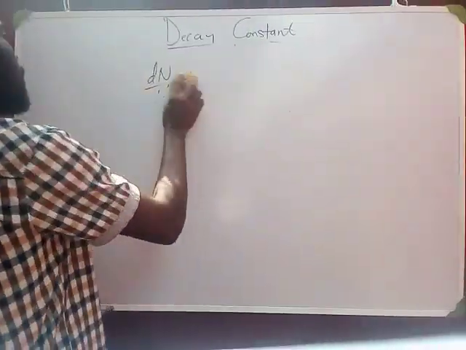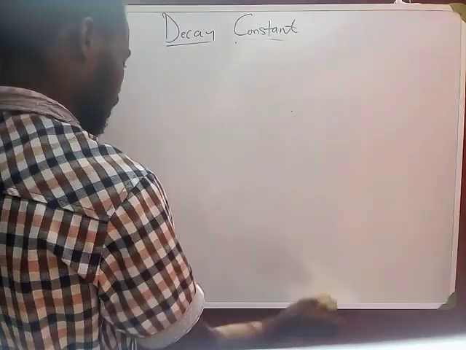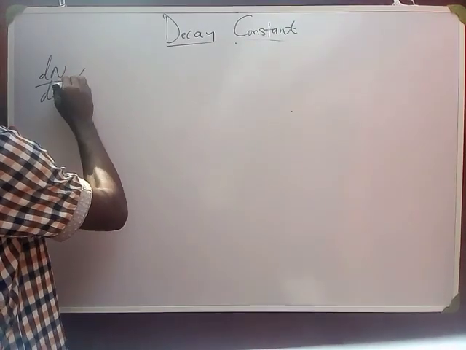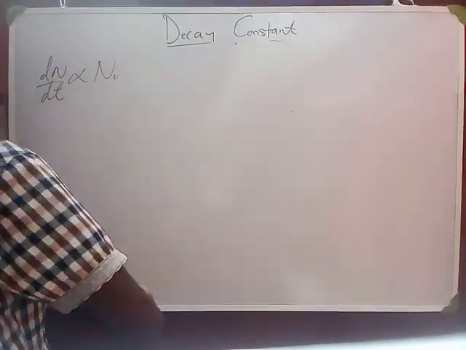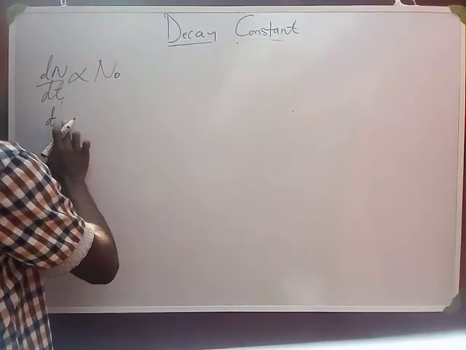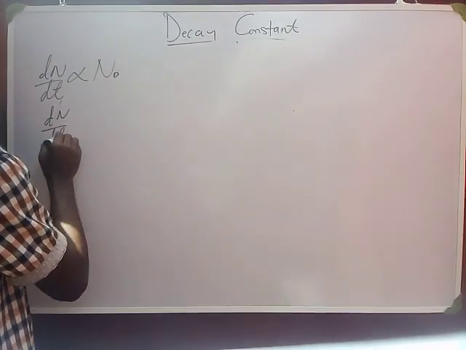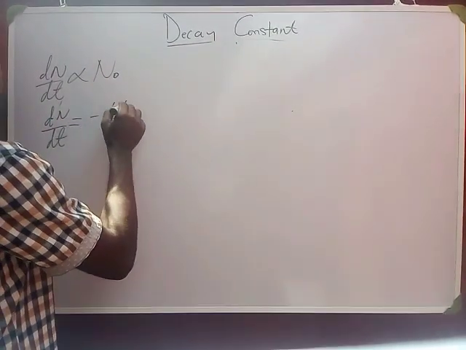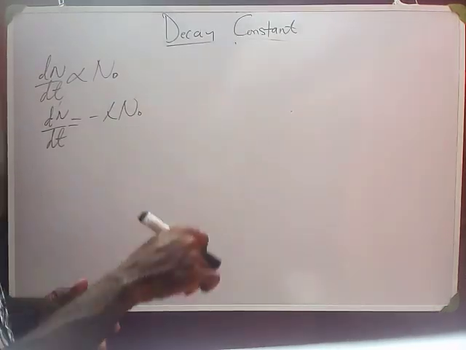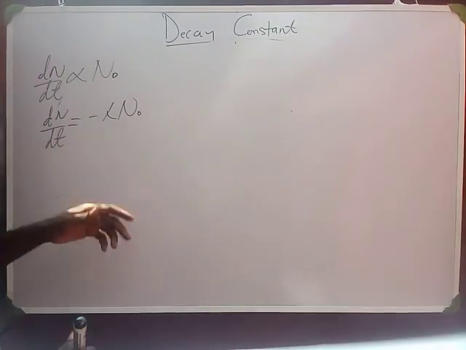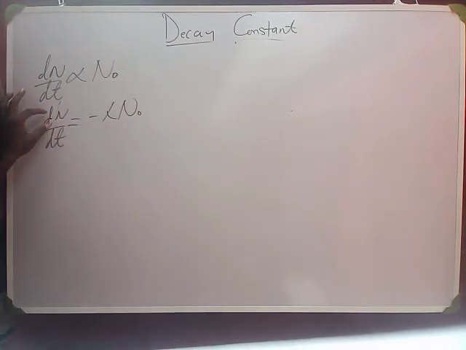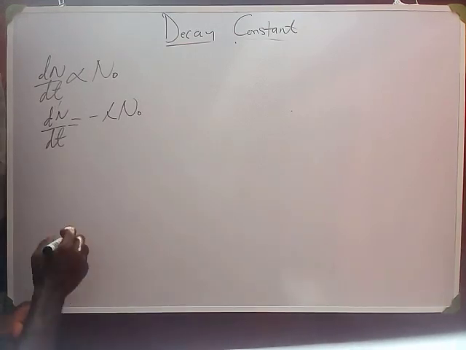So now, the instantaneous rate of decay, dN over dt, is proportional to the original number of atoms, N naught. So removing our proportionality symbol, dN over dt will give us minus lambda N naught. This negative sign shows that the disintegration is reducing, it's not increasing. That's why I am bringing in this negative sign. Now, how are we going to get it? Can we remove this differentiation symbol?